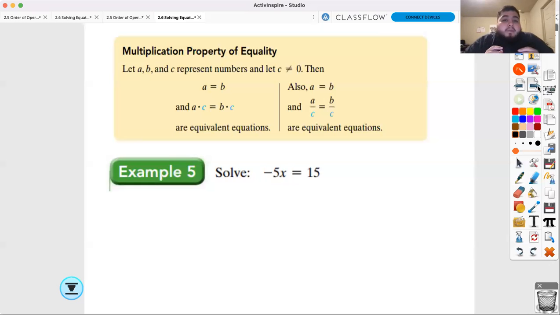So the multiplication property of equality says, let A, B, and C represent numbers and let C not equal 0. Then A equals B is the same thing as A times C equals B times C. They're equivalent equations. It's the same thing as dividing by C on both sides. It's also equivalent. What this property allows us to do is multiply something on one side and do the same to the other and not change the equation.